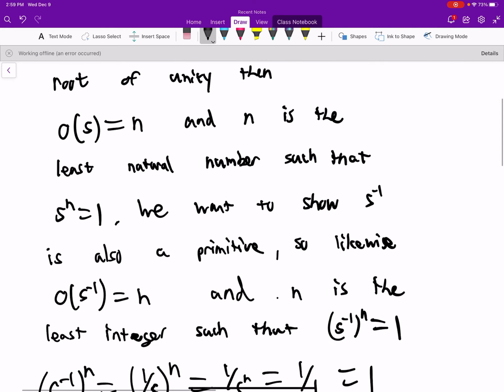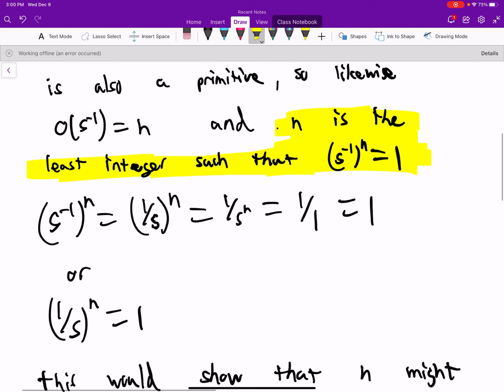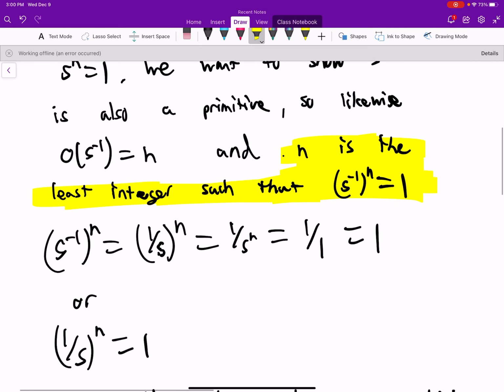So likewise, the order of s to the negative 1 is n, and n is the least integer such that s to the negative 1 to the n is 1. So really, this is the main part that we're wanting to show. All right, so s to the negative 1 to the n is 1 over s to the n, which is 1 over 1.